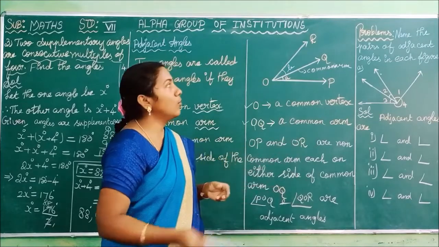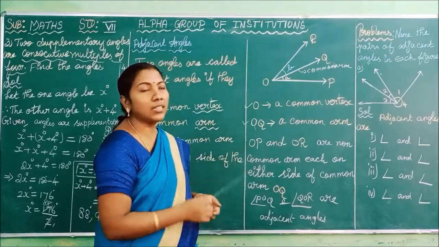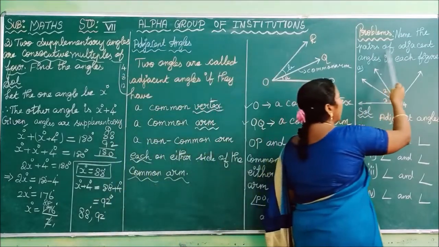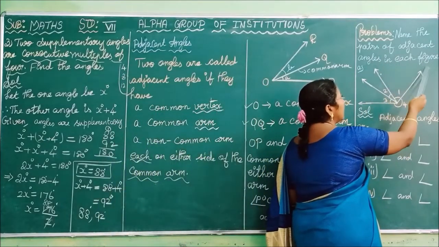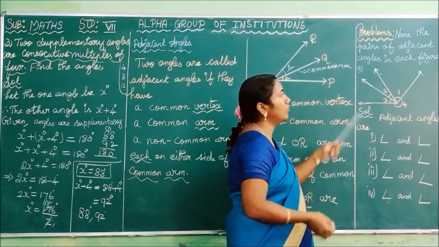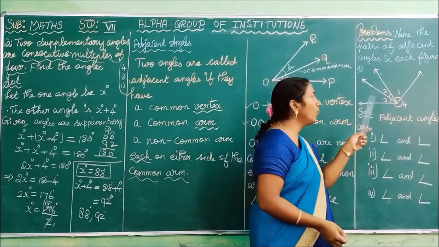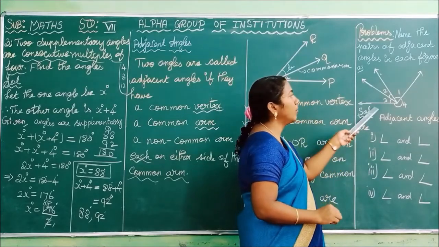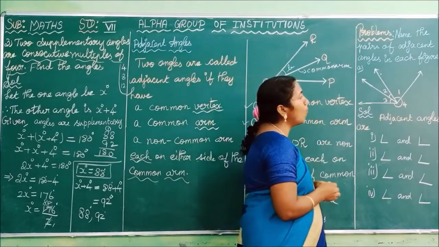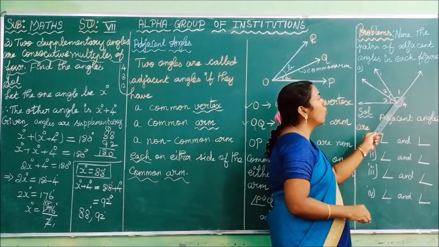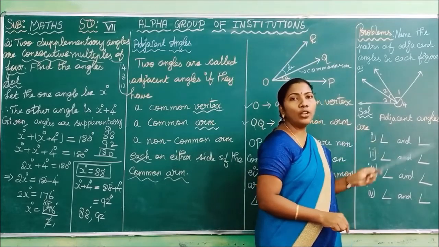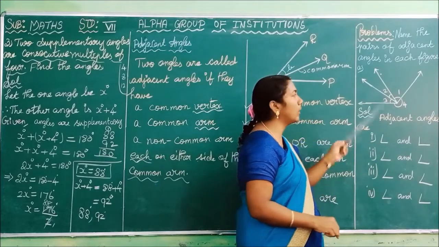Okay. Next we are going to see some problems based on the concept of adjacent angles. See here. Name the pair of adjacent angles in each figure. First question, subdivision A. Here we have to find the adjacent angles in the figure. Observe the diagram carefully, children. Here we have how many angles? 4 angles. 1, 2, 3, 4. Now we are going to find the adjacent angles from this figure.